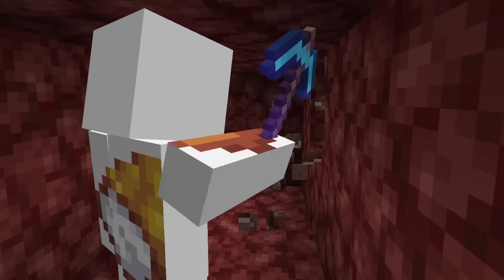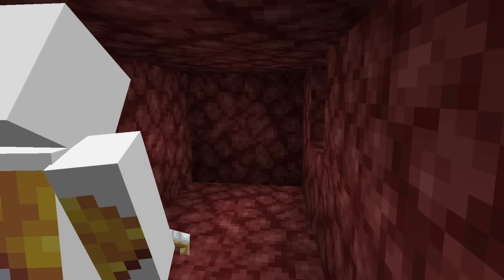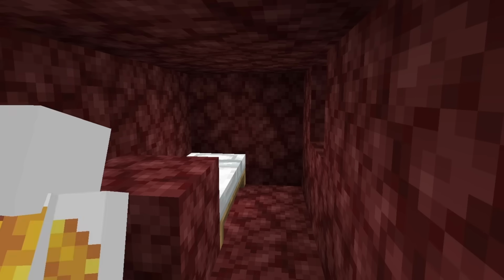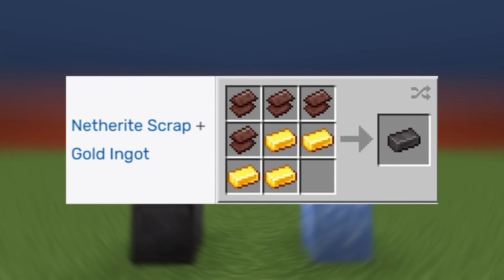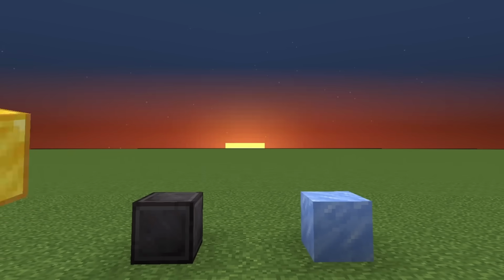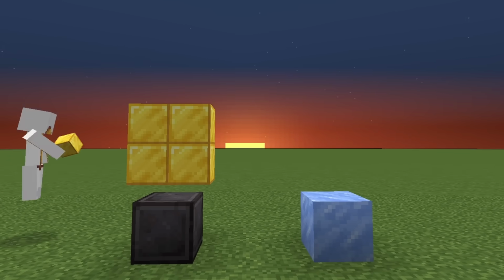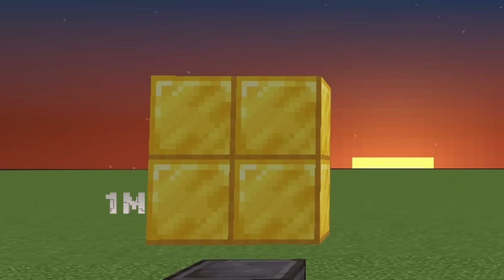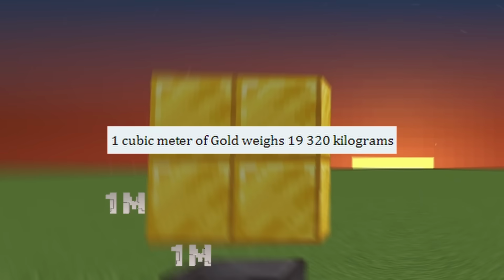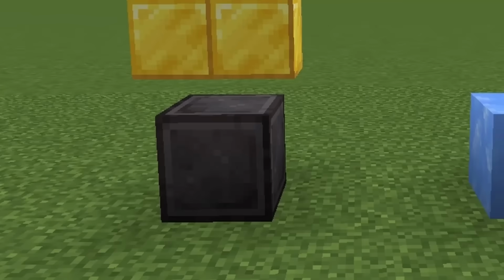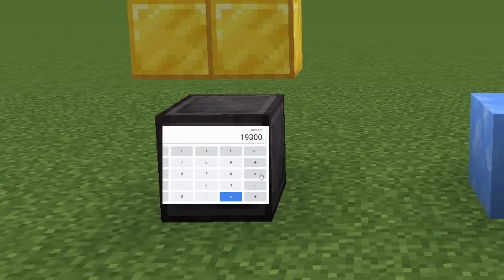So, a block of netherite is actually hard to calculate exactly how heavy it is since we don't know the weight of ancient debris, but we do know that netherite is at least 4 times denser than gold. So that means a block of netherite is at least as heavy as 4 blocks of gold. Each block is a cubic meter, and a cubic meter of gold weighs 19,300 kilograms. So a block of netherite weighs a minimum of 77,200 kilograms.